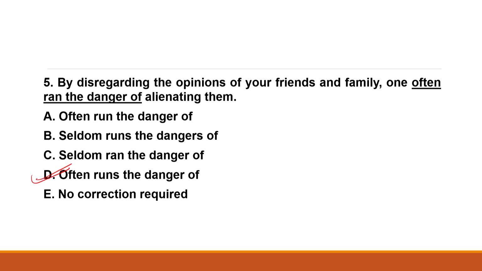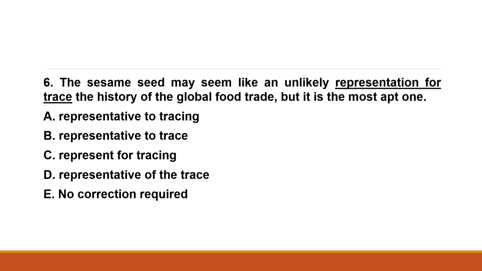This option fits perfectly into the sentence because the word "one" is a singular noun. Therefore, the singular verb "runs" must follow. Since the sentence is in the present tense, the verb should also be in the present tense. Hence, the correct sentence should be, by disregarding the opinions of your friends and family, one often runs the danger of alienating them. I hope it is clear. Now, moving on. Here is the next question, solve it.